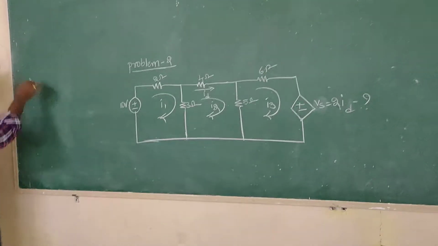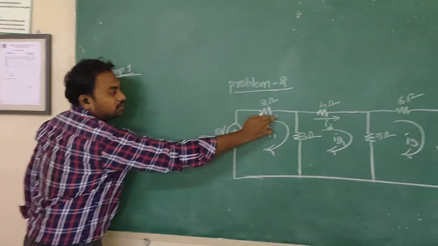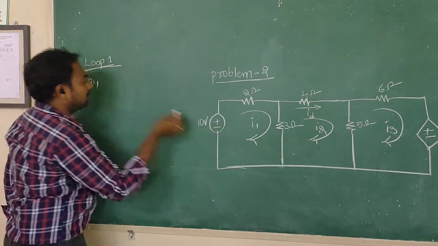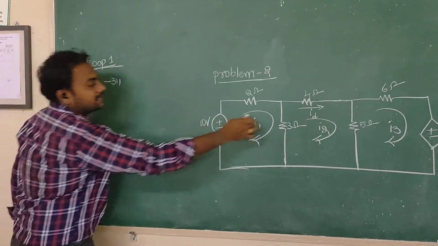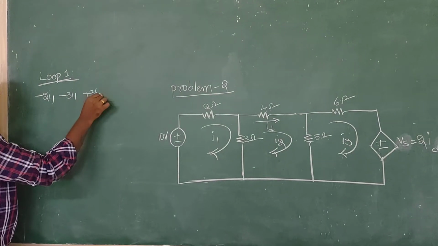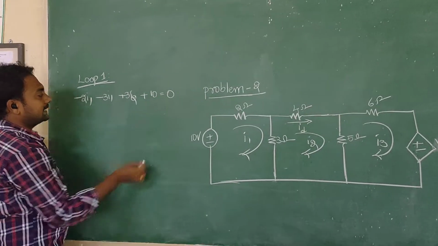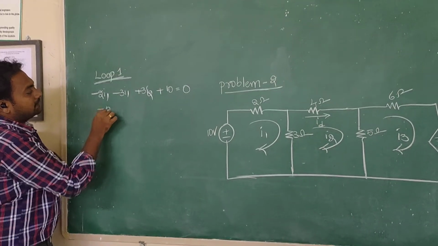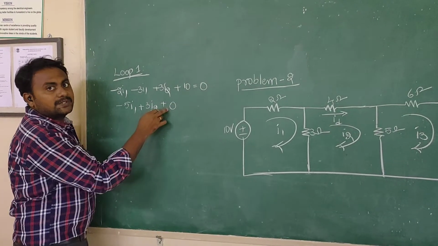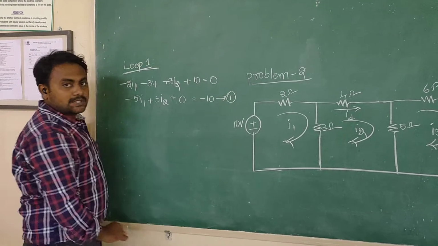I am writing the first loop equation for loop 1. Positive to negative, negative 2I1. Next, positive to negative, minus 3I1. This is positive, this is negative, so negative to positive, plus 3I2. Next, negative to positive, plus 10 is equal to 0. Simplifying, minus 5I1 plus 3I2 plus 0, because there is no third loop current, is equal to minus 10. This is our first loop equation.